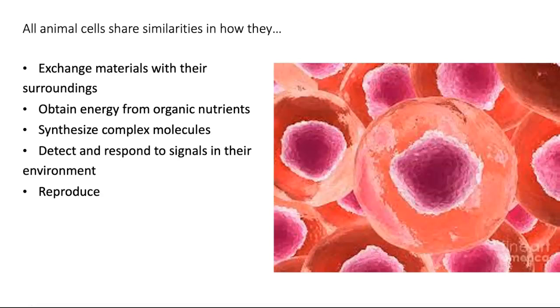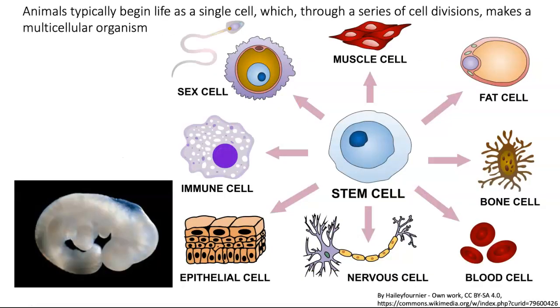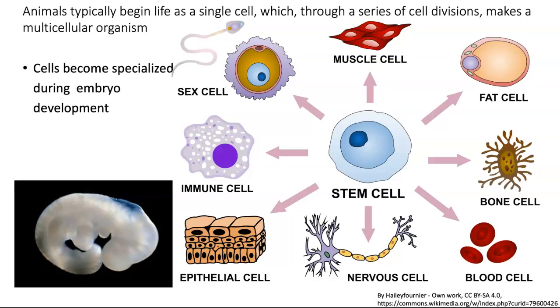But they don't start off that way, right? Our animal cells typically begin life as a single cell, and then through a series of cell divisions, they become this complicated multicellular organism, right? So that change, that step of a cell becoming specialized during embryo development, is crucial to building an entire organism.